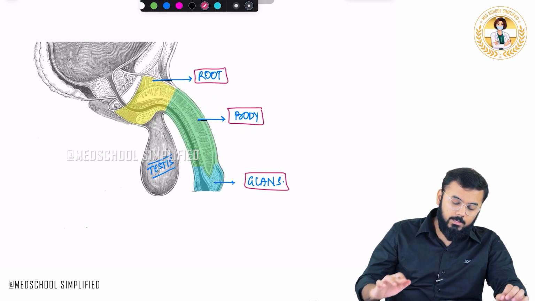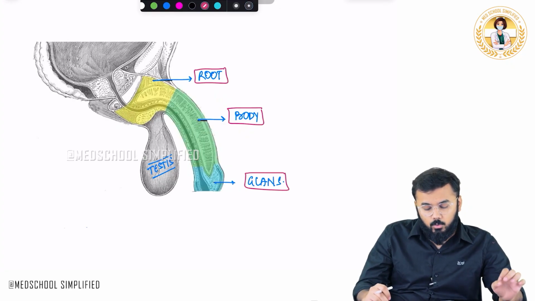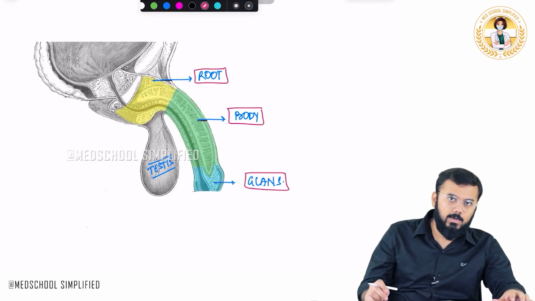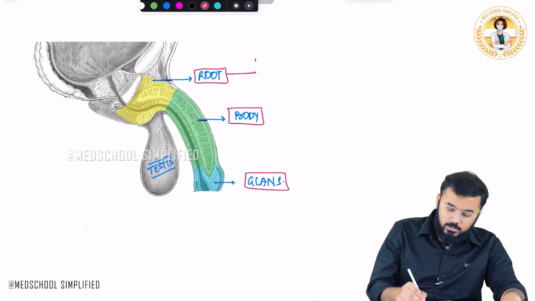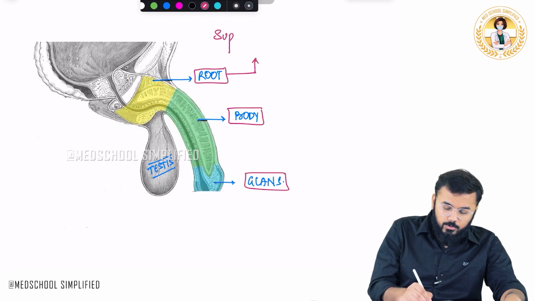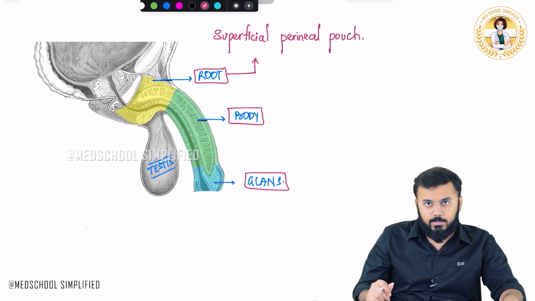Now if you look at the root of the penis, where is the root of the penis situated? The root of the penis is situated in the superficial perineal pouch. We will talk about it later on, but for now you just need to remember that the root of the penis is located in the superficial perineal pouch.